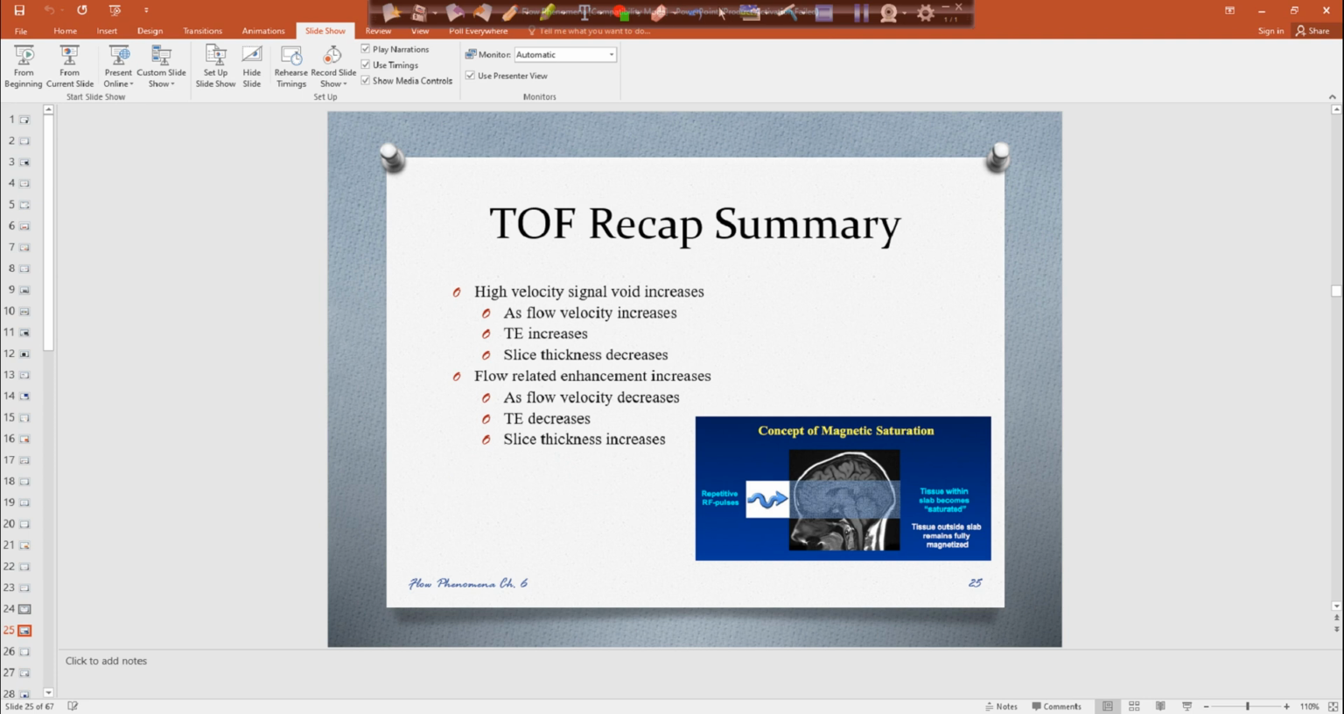So, quick recap of time of flight. High velocity signal void increases when you have... so no signal for this first one. You have a decrease in signal when flow velocities are very fast, when your TE is longer, and when your slice thickness is thinner.